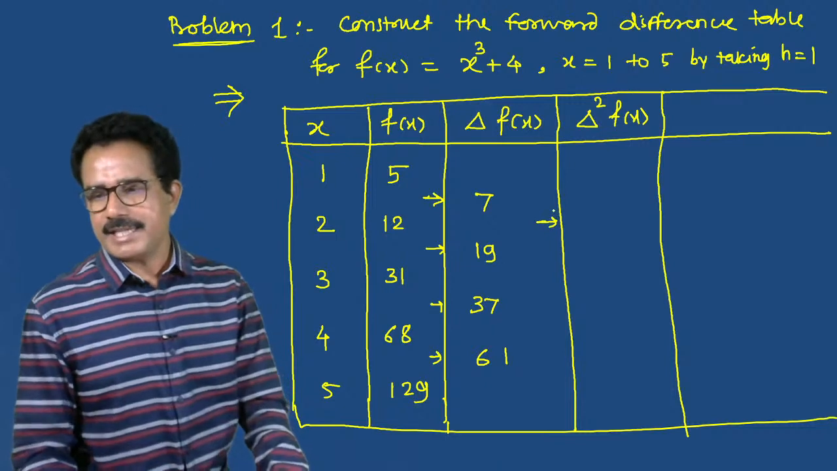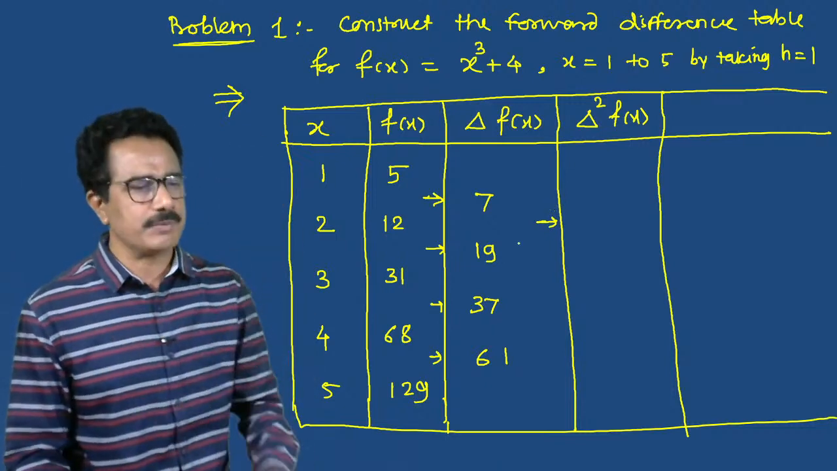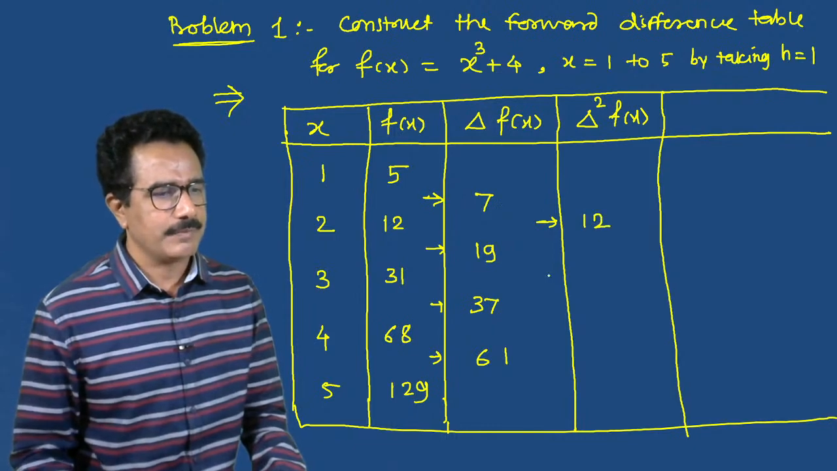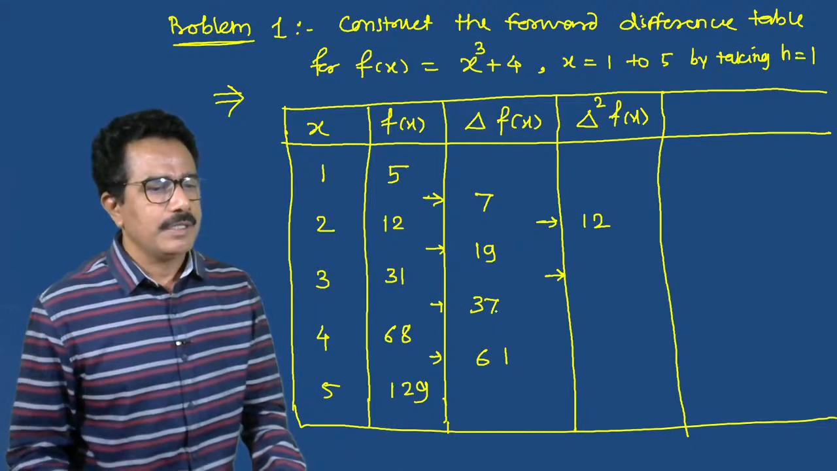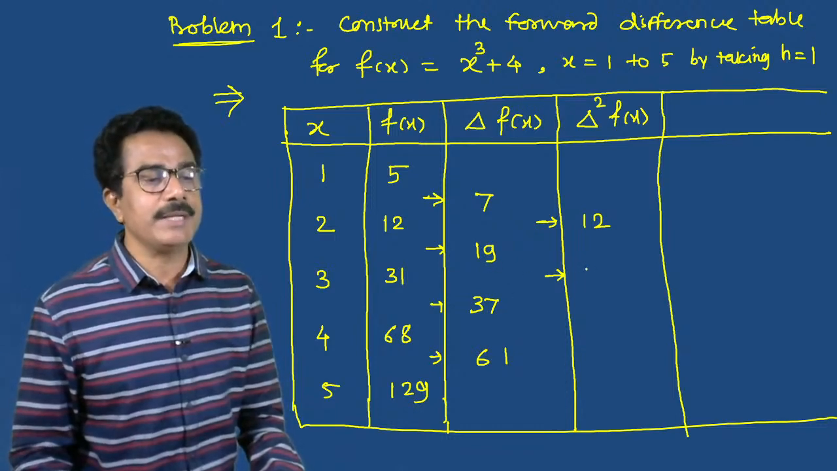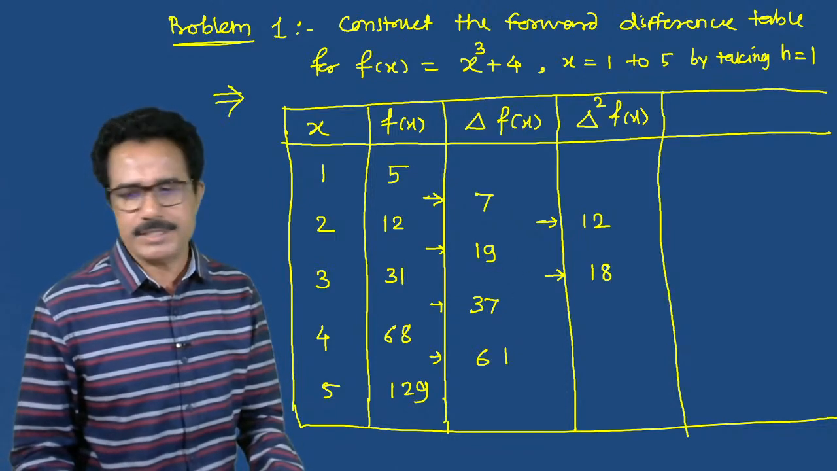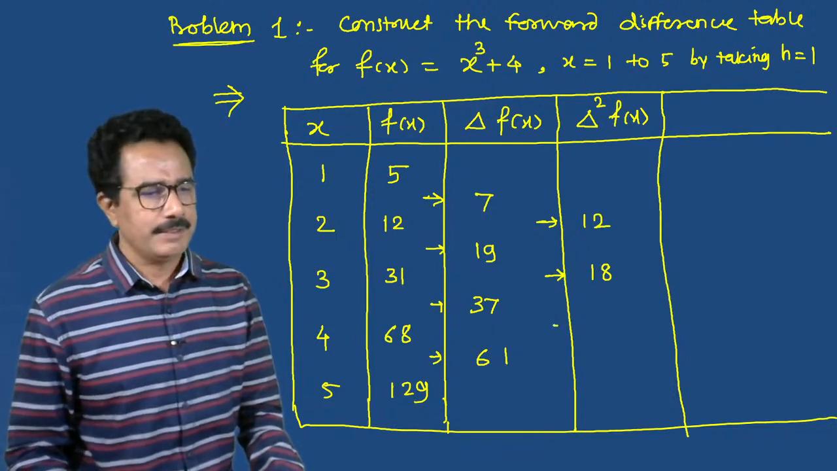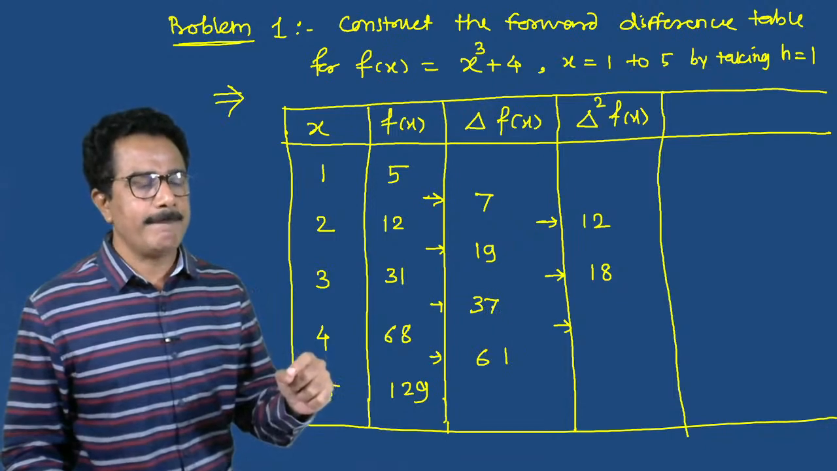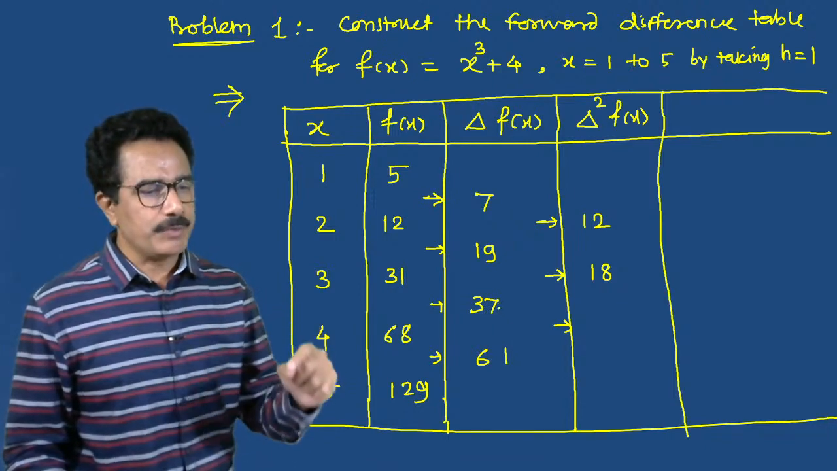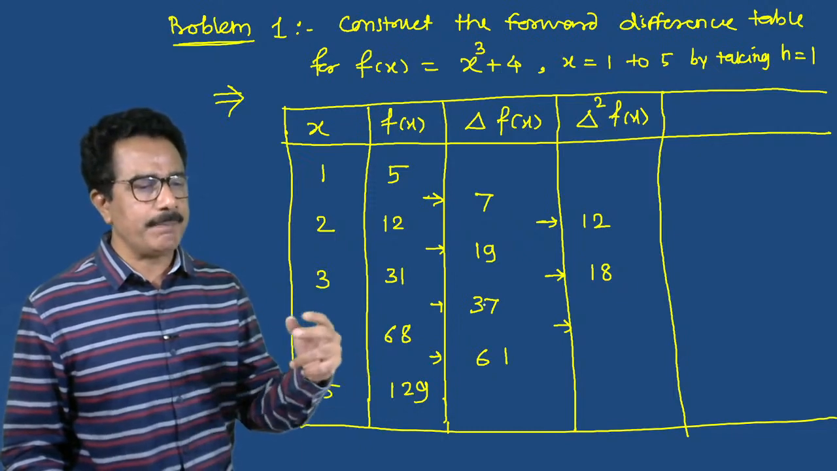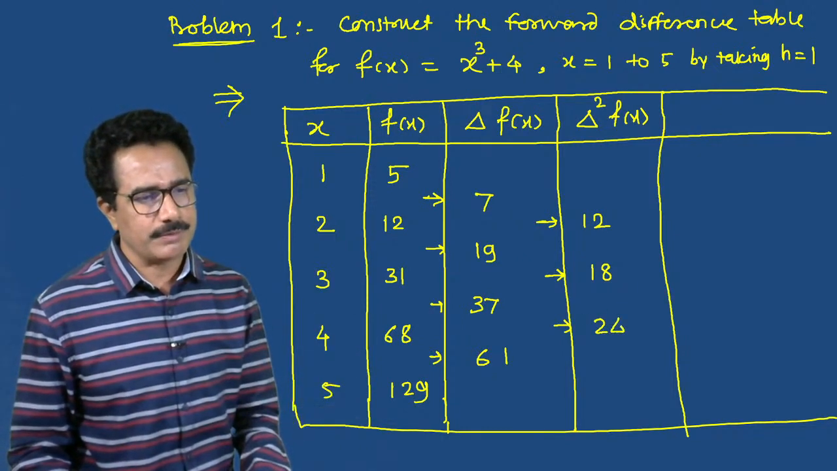सेकंड डिफरन्स सांगा रे. सेकंड डिफरन्स तिथं लिहायचं सेकंड डिफरन्स म्हणून. 19 minus 7 means 12. 37 minus 20, 37 minus 20 means 17. 17 plus 1 means 18. 60 minus 37, means suppose 40, 60 minus 40 means 20. 20 plus 4 means 24.